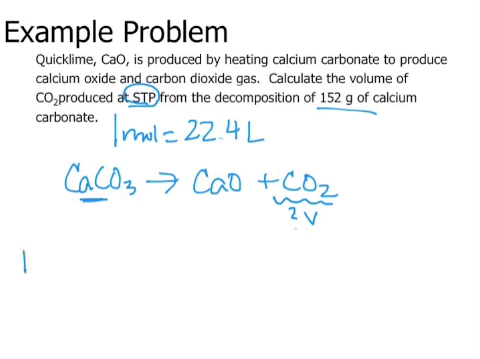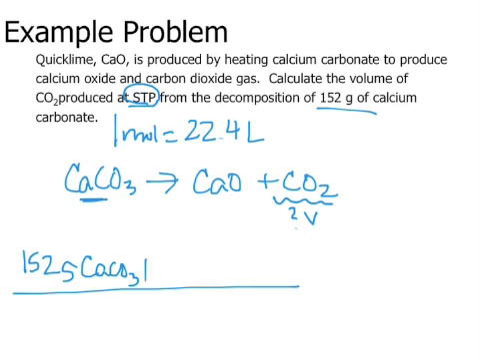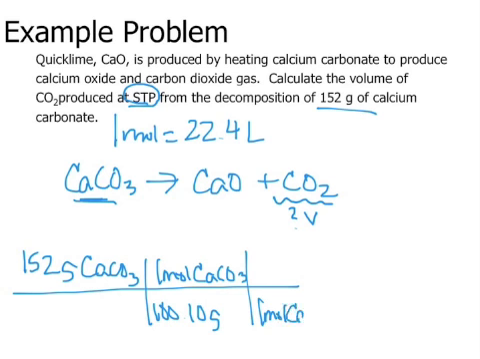So I'm going to start with my 152 grams of calcium carbonate. I'm going to change it to moles using molar mass. So 1 mole CaCO3 equals 100.10 grams, and that's just the molar mass. I just added all the elements up. Now I can do my mole ratio between calcium carbonate and carbon dioxide. It's 1 to 1. So 1 mole calcium carbonate to 1 mole CO2.